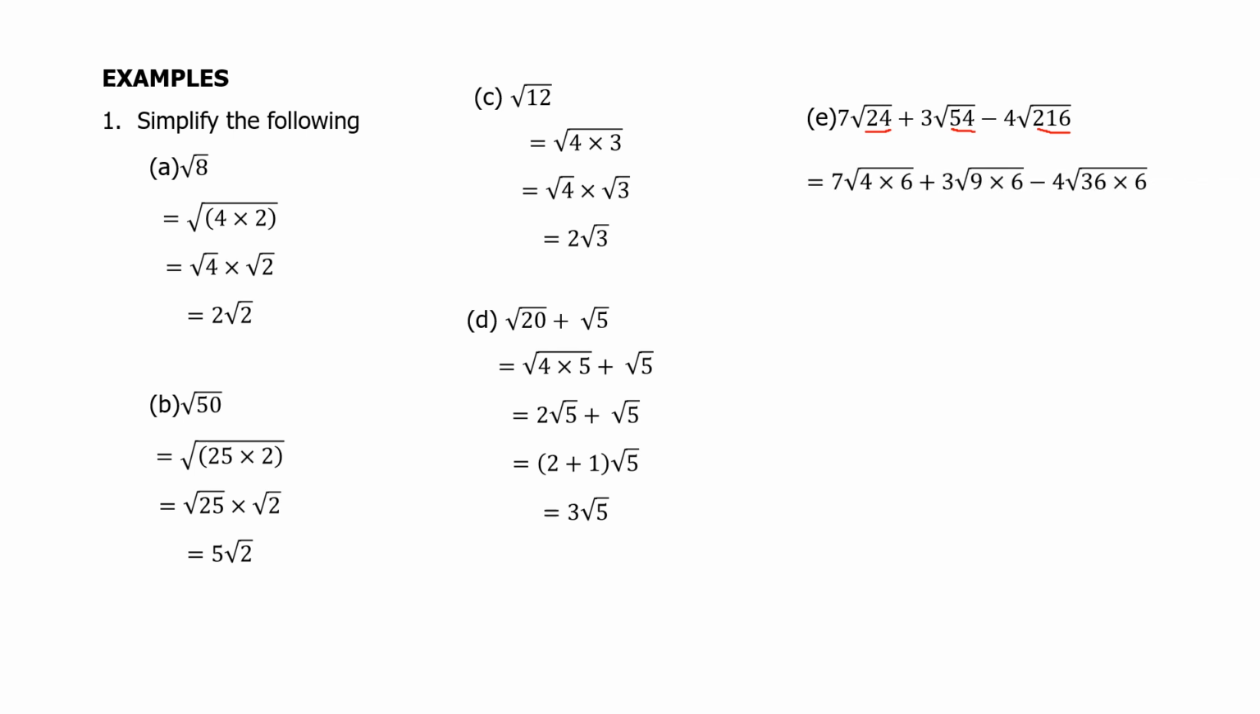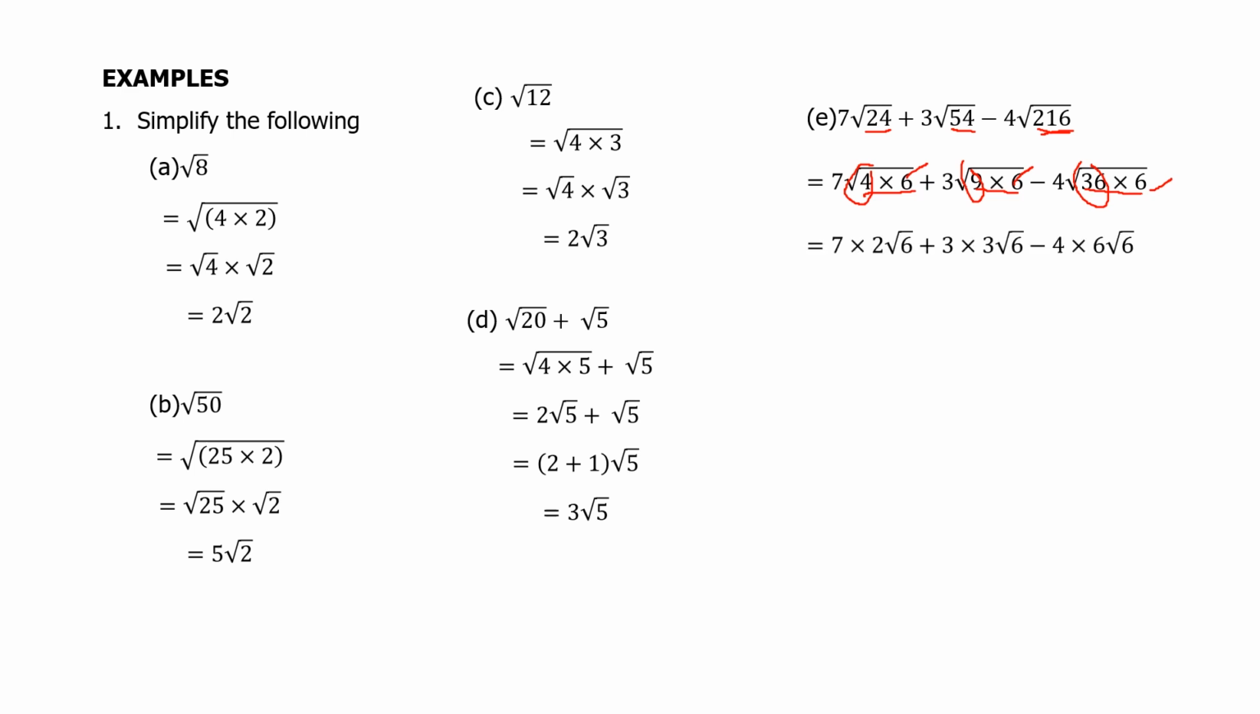So the 24 is the same as 4 times 6. The 54 is the same as 9 times 6. And the 216, like I said, is the same as 36 times 6. So now we are going to get the square root of that, then the square root of that, then the square root of that. But the 6 will be still under a square what? A square root. So the 7 is going to multiply the square root of 4.